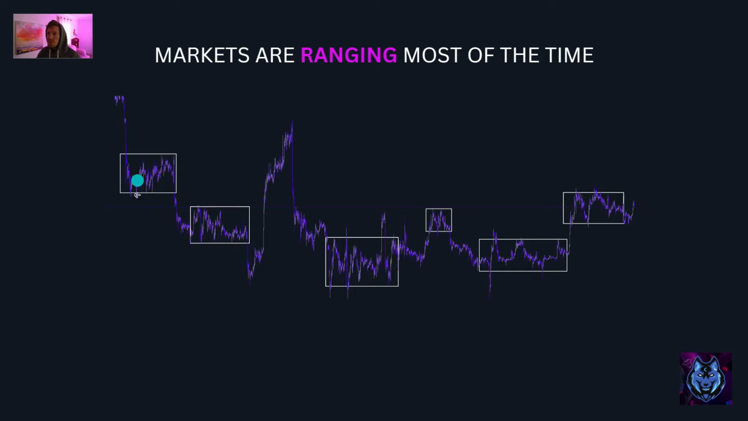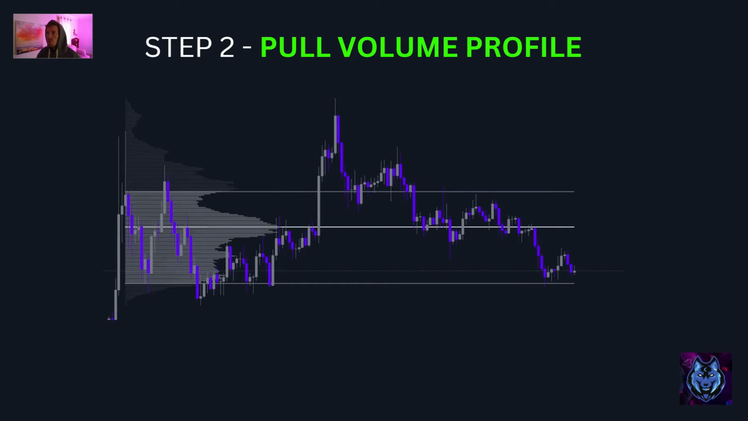So for instance, this is a Bitcoin chart, and we zoomed out quite a lot, and you can see we've got so many ranges happening within all these movements. And within these mini ranges, there's actually bigger ranges. So there's ranges within ranges. And since markets are ranging most of the time, this is a prime opportunity to use this strategy to become profitable.